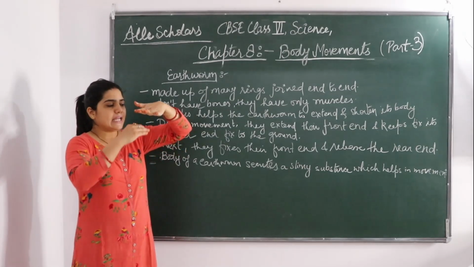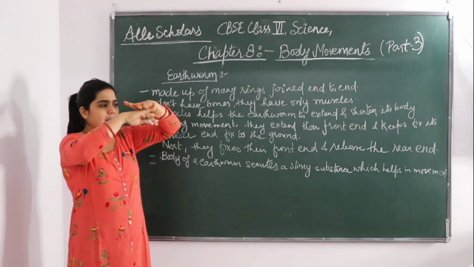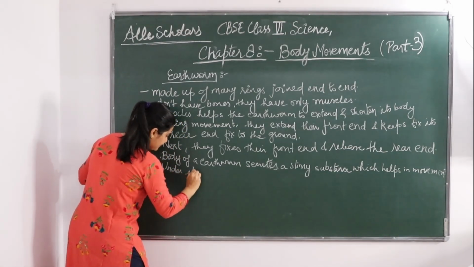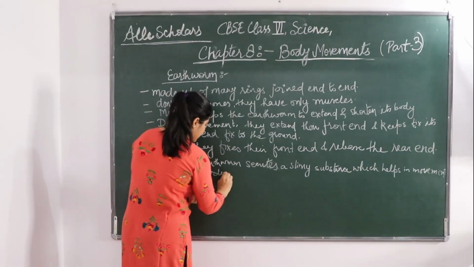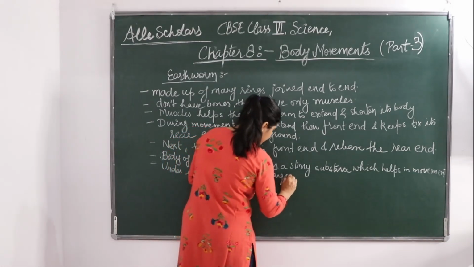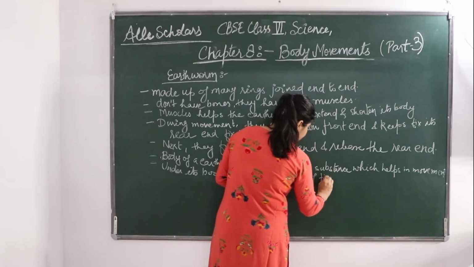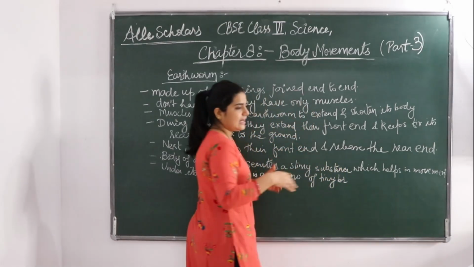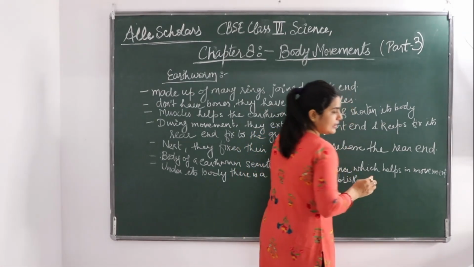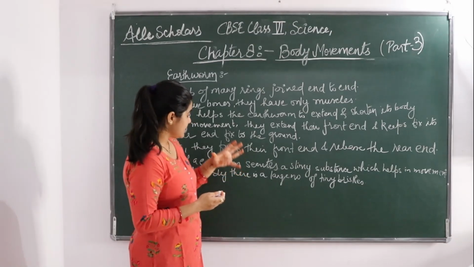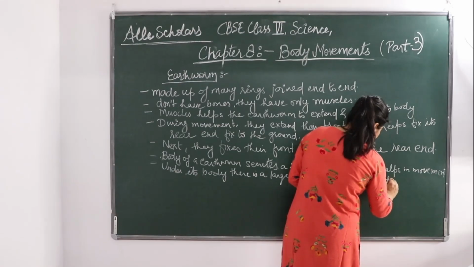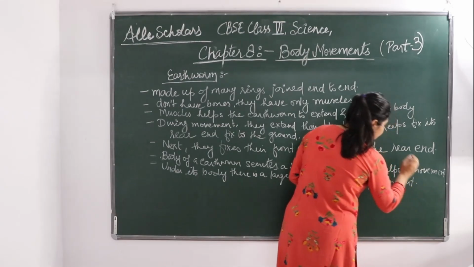Second, under its body they have got a large number of tiny bristles. What are these tiny bristles? They are hair-like structures that are projected out.